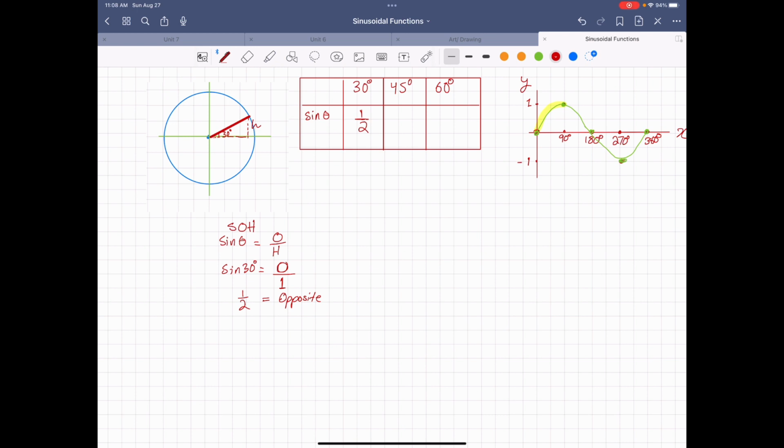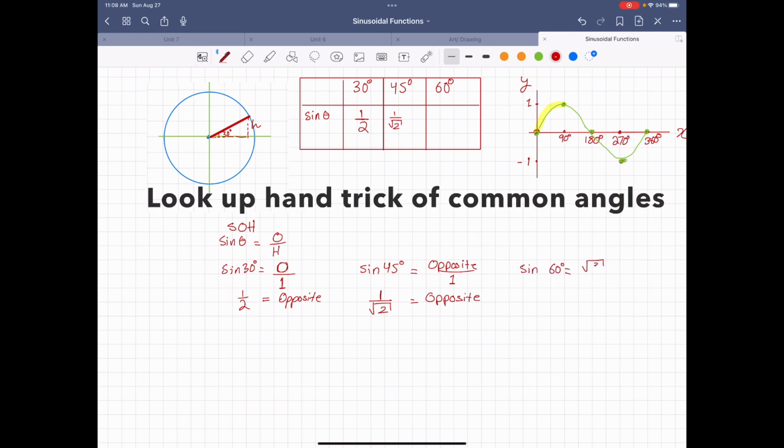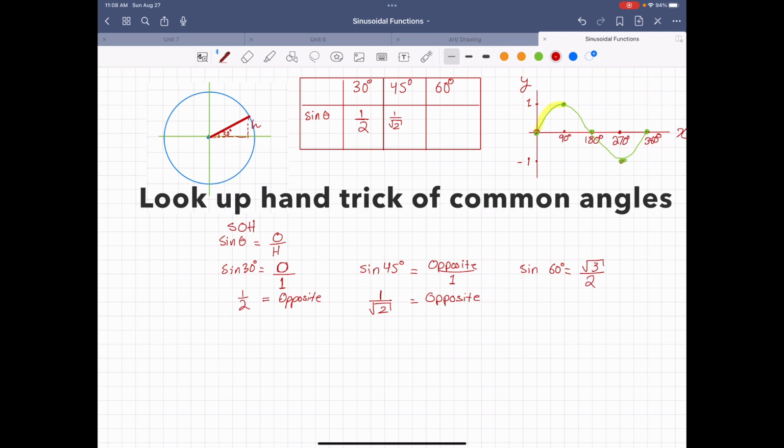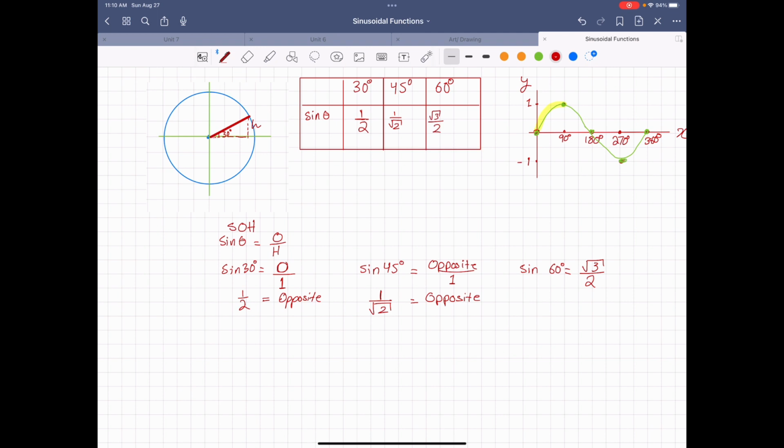Okay, so here is sine 30. And then if you do the same thing for sine 45, the exact value of the opposite is actually 1 over square root of 2. And then for sine 60, it is the square root of 3 over 2. If I was to plug in the calculator, it's going to be 0.71 and 0.87. Okay, so on my actual graph, halfway through would be the 45, and that would be 0.7.